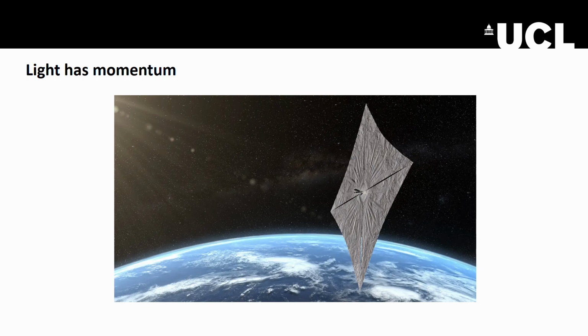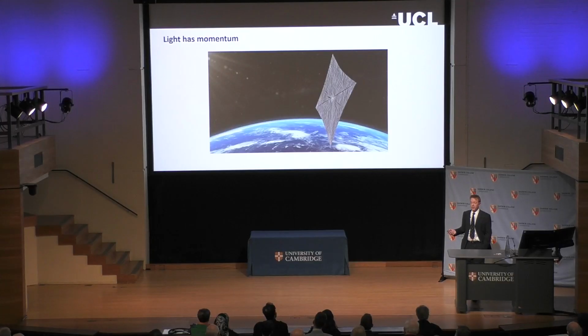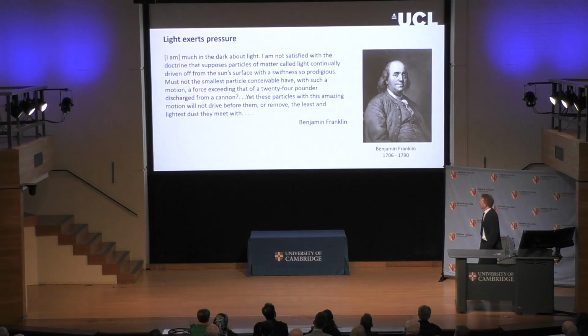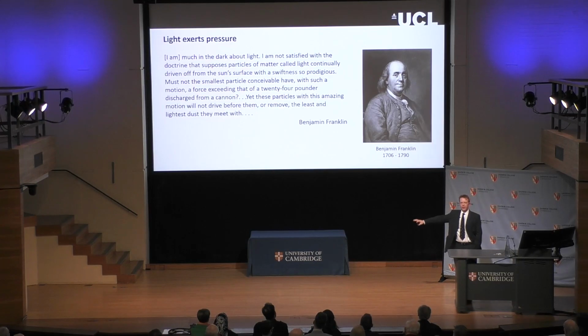This is Light Sail 2, an artist's impression of Light Sail 2, that was launched into orbit just before the pandemic. In 2019, launched by the SpaceX company. So you can see that where Elon Musk goes, he is simply following Kepler 400 years after the fact. Let's leap forward around 100 years.